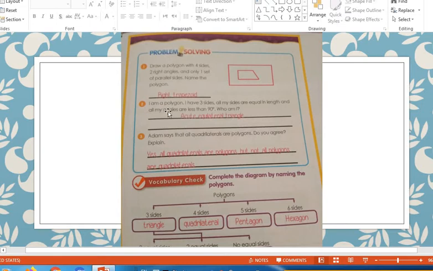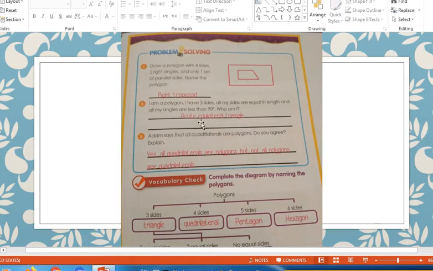Okay, I am a polygon. I have 3 sides, it means this is a triangle. All my sides are equal in length, and all my angles are less than 90. Who am I? I am an acute equilateral triangle.